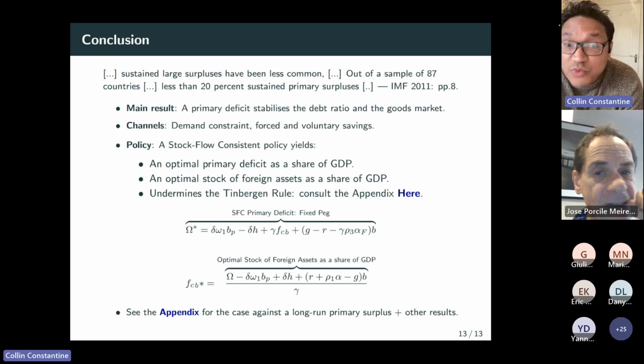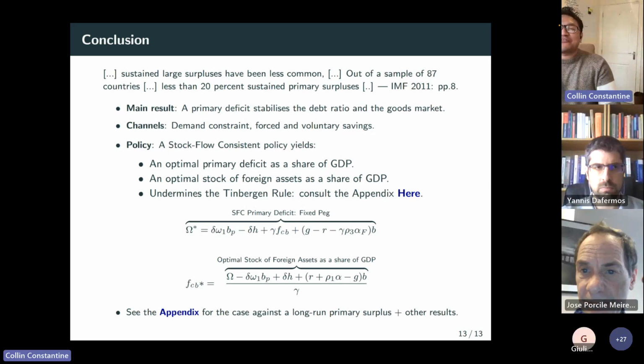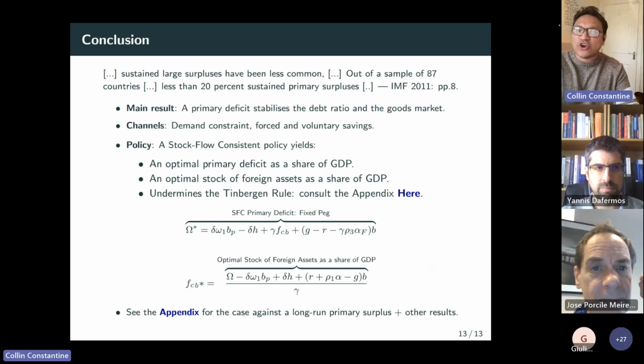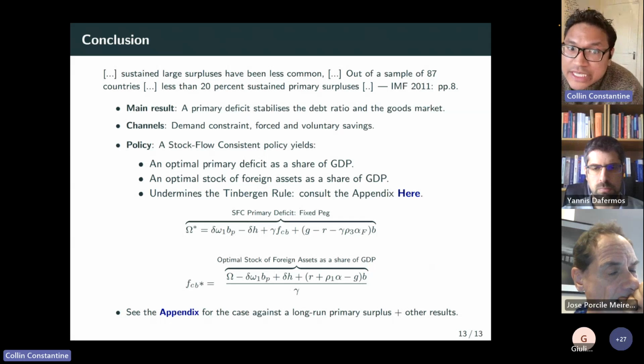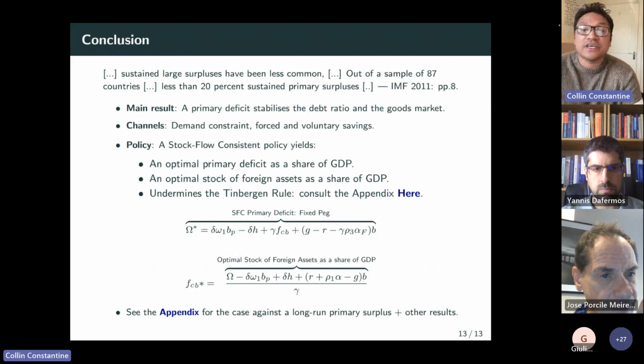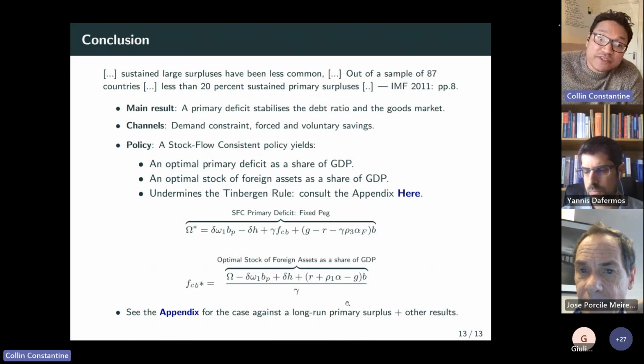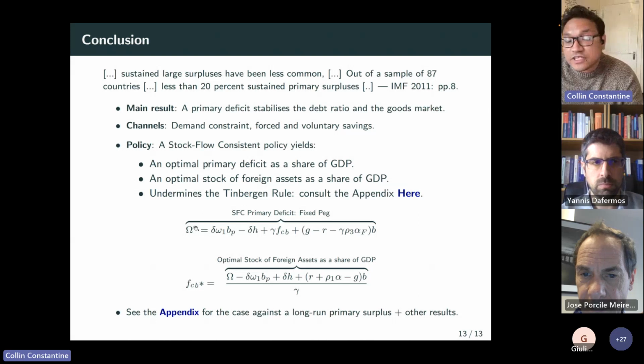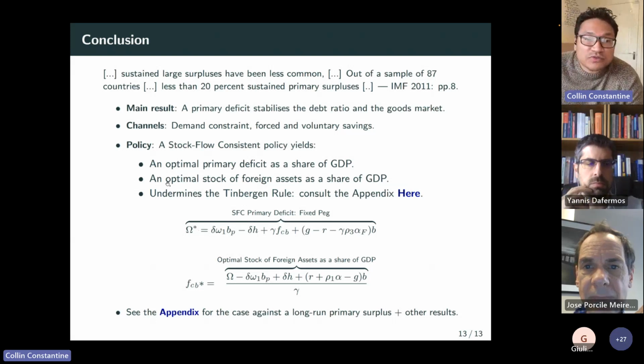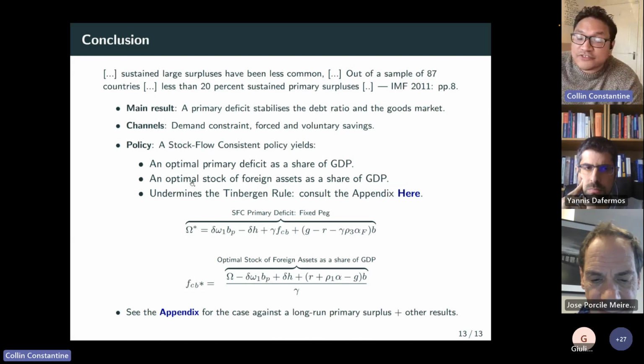As it relates to policy, well, we shouldn't just follow any kind of fiscal rule, right? It shouldn't just be a debt targeting fiscal rule. There should be a stock flow consistent fiscal rule, right? And such a rule requires a primary deficit, and we can solve for the specific primary deficit given by omega star here, for example. Yeah, given the formulation of the model, we can also try to determine what should be the optimal stock of foreign assets to hold, etc.